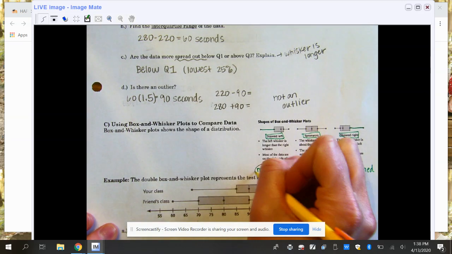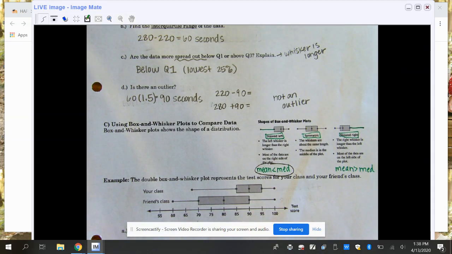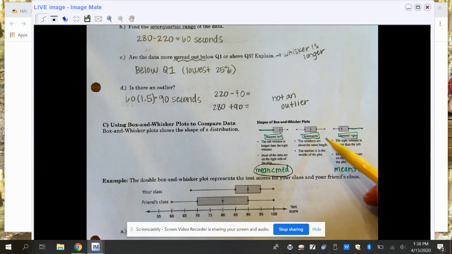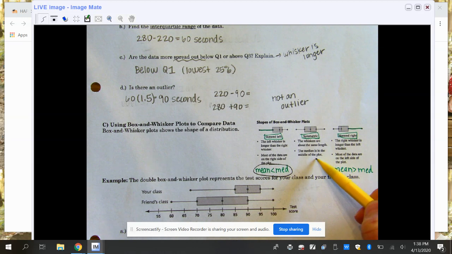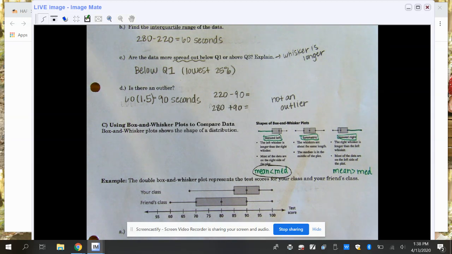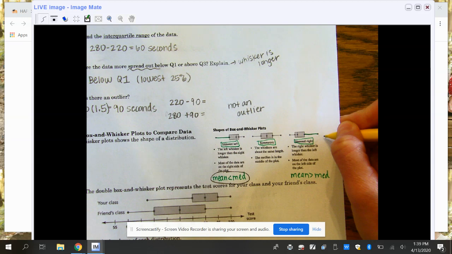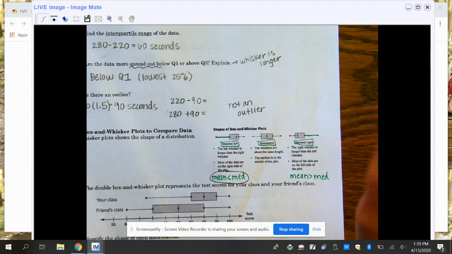And so that makes this the relationship between your mean and your median. If a box and whisker plot is symmetric, that means that the whiskers are about the same length. They don't have to be exactly the same length, but they're going to be pretty close. And so that means that the mean and the median will be pretty close to each other. And then if your data is skewed right, that means that your maximum value is significantly higher than the rest.